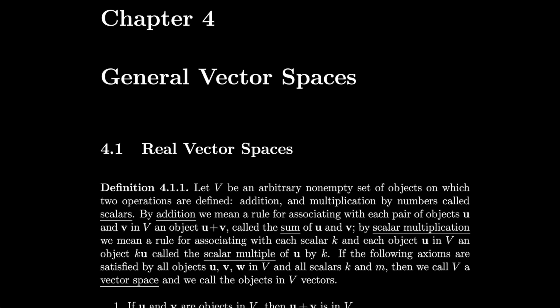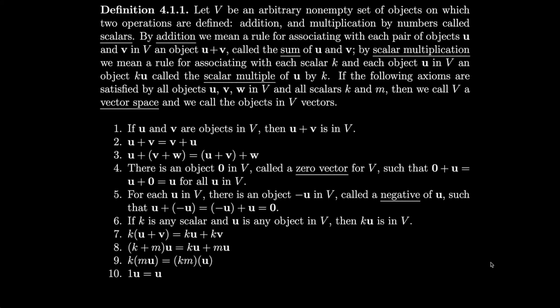If the following axioms are satisfied by all objects u, v, and w in V, and all scalars k and m, then we'll call V a vector space. So basically we have three ingredients to a vector space. We have some set V, we have some addition that we'll define, and we have some scalar multiplication that we'll define. If we have those things and they satisfy certain axioms, then we'll call that a vector space. So the axioms we have to satisfy are these 10 listed over here.